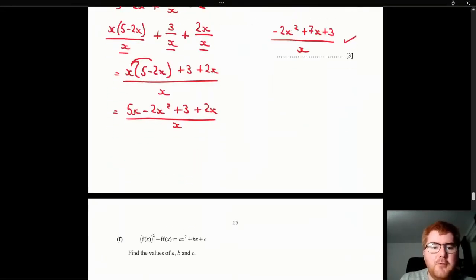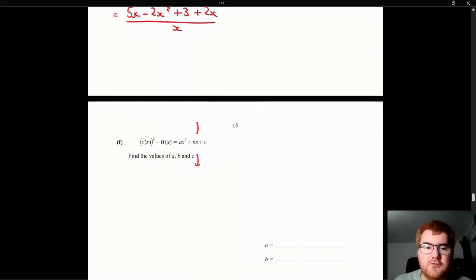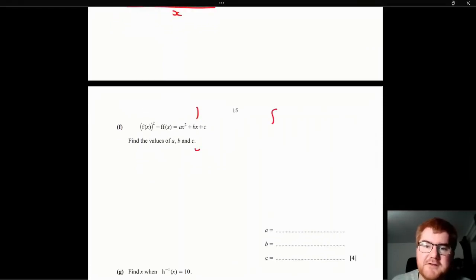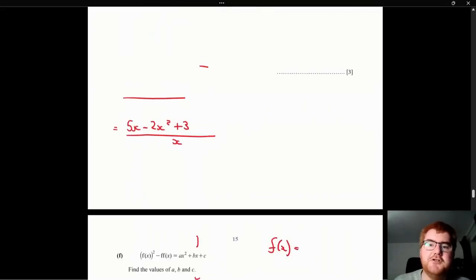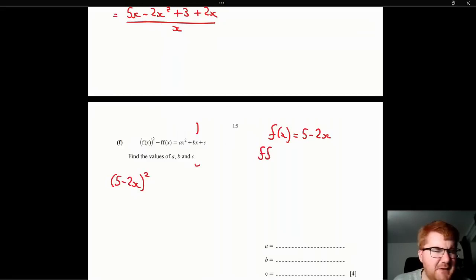Now it gets a little bit trickier, a bit more unstandard here. So f of x all squared minus f of x is some quadratic, and we need to work out the quadratic here. Okay, so f of x first of all, let's just write down what that function is equal to. That is 5 minus 2x. So f of x all squared, well that's just (5 minus 2x) all squared. Now f of f of x, that's where it gets a little bit confusing. So f of x itself is 5 minus 2x. So we want to work out f of 5 minus 2x.